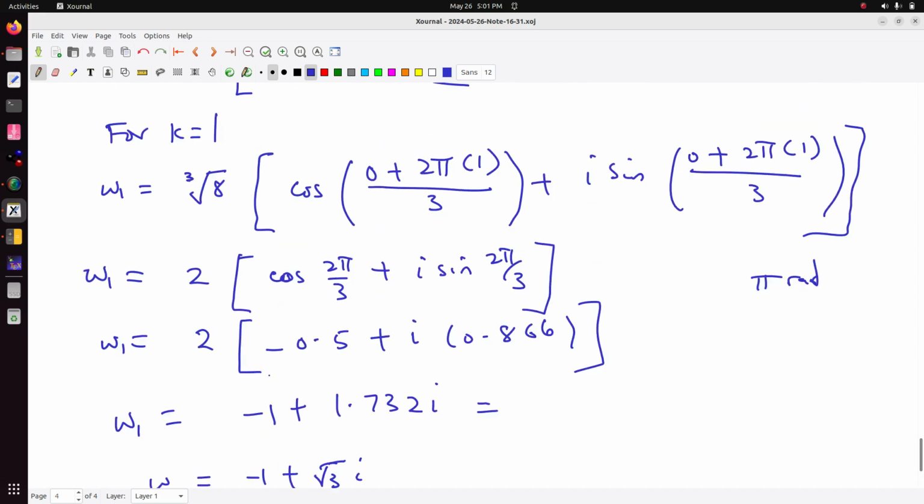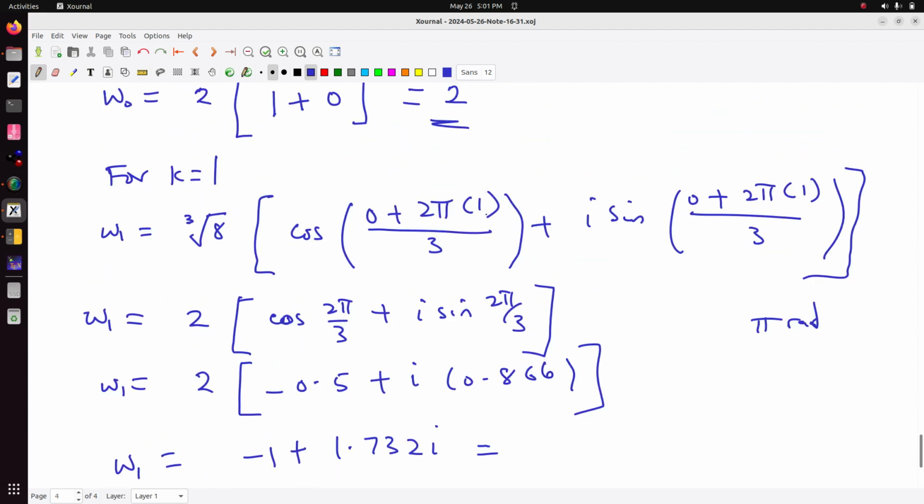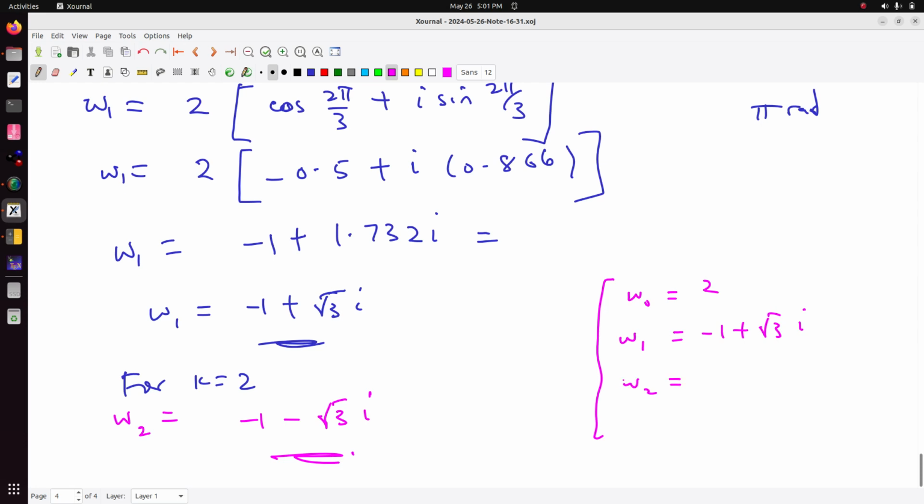Then you can do the same thing for k equals 2. For k equals 2, you put 2 instead of 1 here. Let me show you. So here, instead of 1, you put 2. If you do that, you have w2, which is the third root, to be minus 1 minus root 3 i. So there are 3 roots. The first root is 2. The second root is minus 1 plus root 3 i. And the third root is minus 1 minus root 3 i. So these are the cube roots.